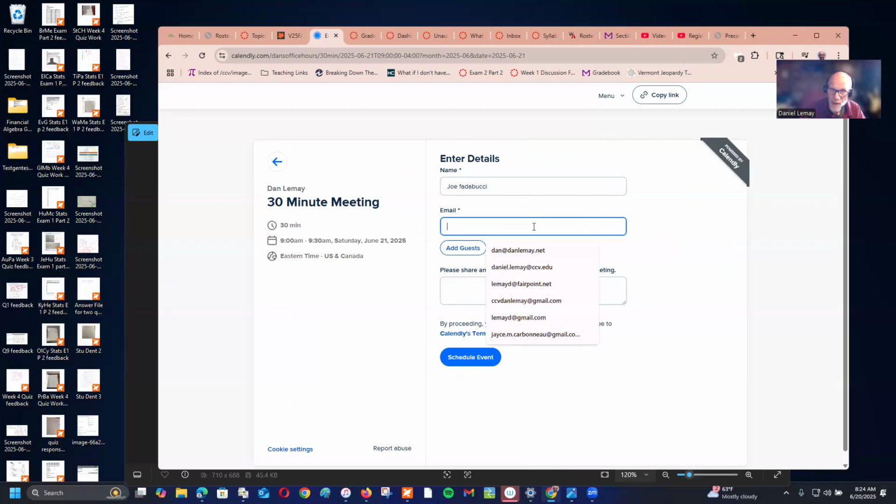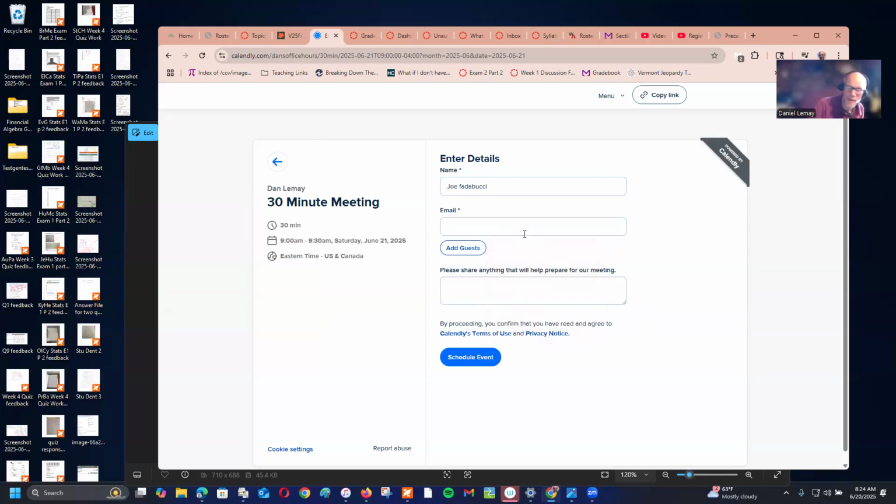And then you give it an email address. I would use an email address that you check. You don't want to add guests, because it's just us. I don't think I'll let you add guests anyway. And then if you want to, you can tell me what you need help with. You don't have to do that, and then you'll schedule an event.